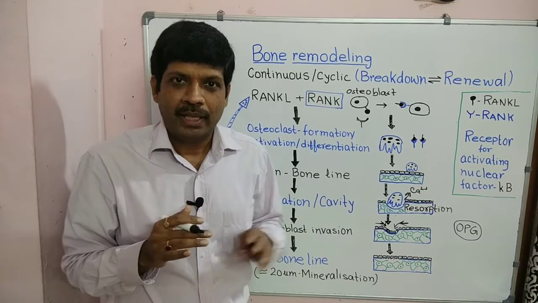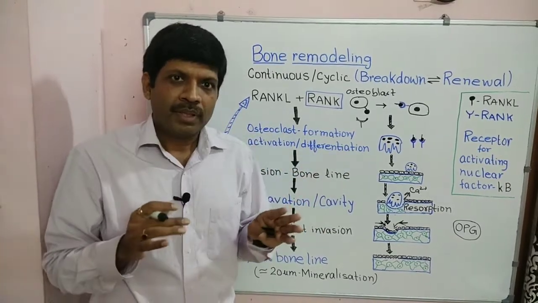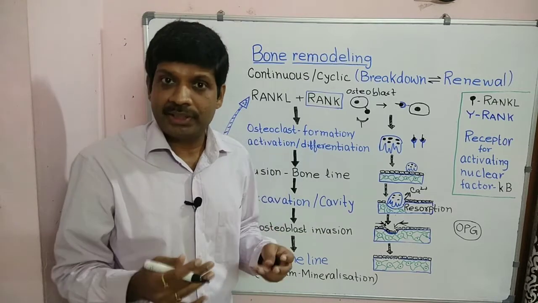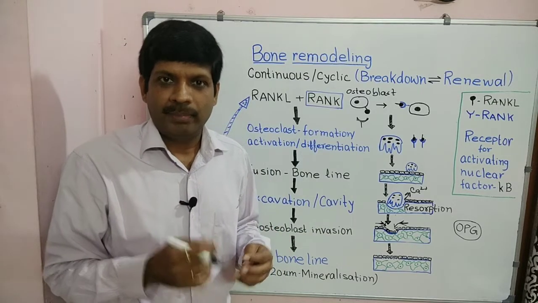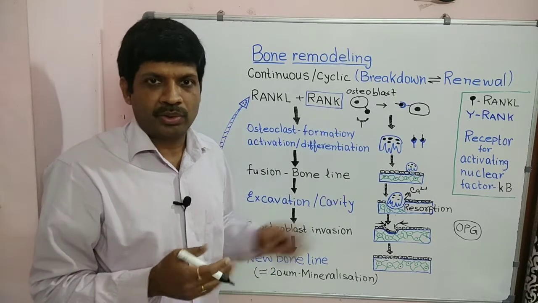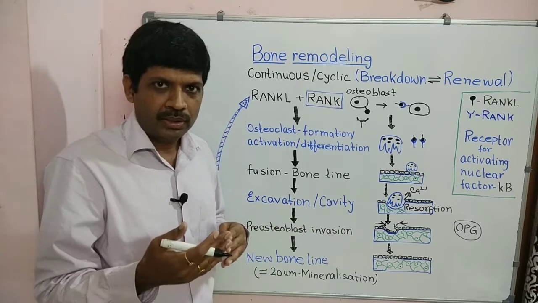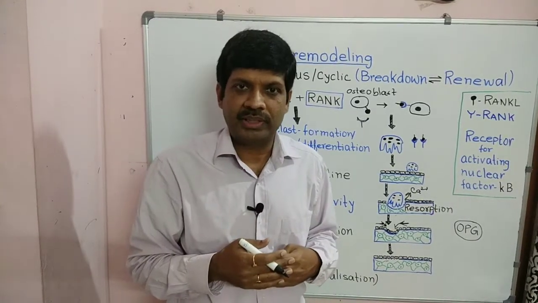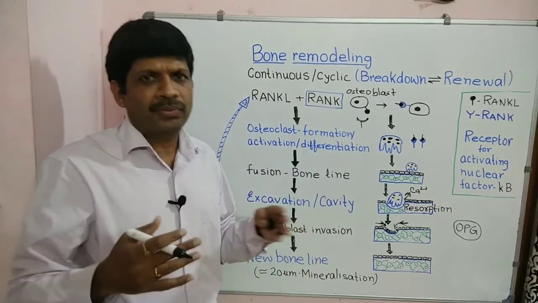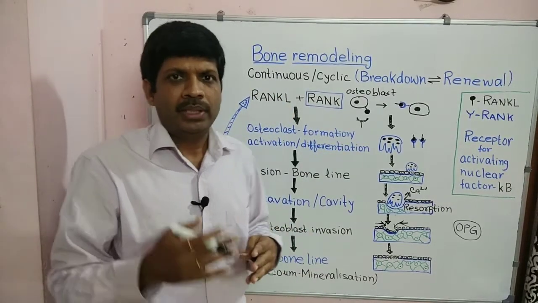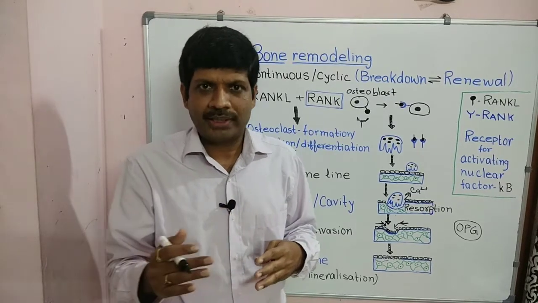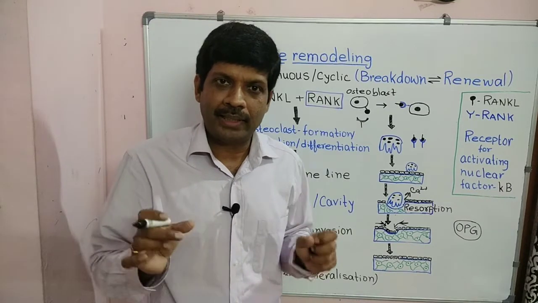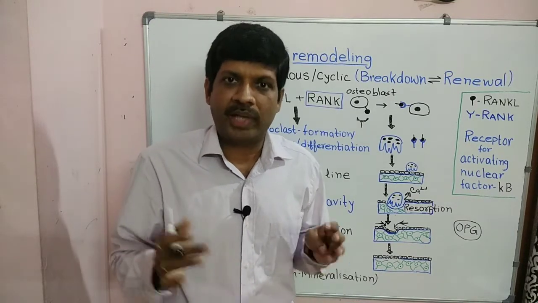The resorption process appears mostly, for example, when there is deficiency of estrogen. There are many other factors which can cause osteoclastic activation, but one of the important examples is estrogen deficiency. Whenever there are sufficient factors which inhibit osteoclastic activity, there is release of OPG. The name is OPG and the full form is osteoprotegerin.